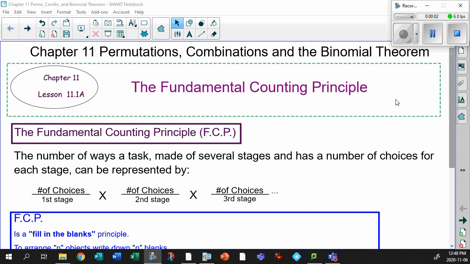Welcome to Perms, Combs and the Binomial Theorem. Yes, Perms, Combs and the Binomial Theorem. What is this all about?